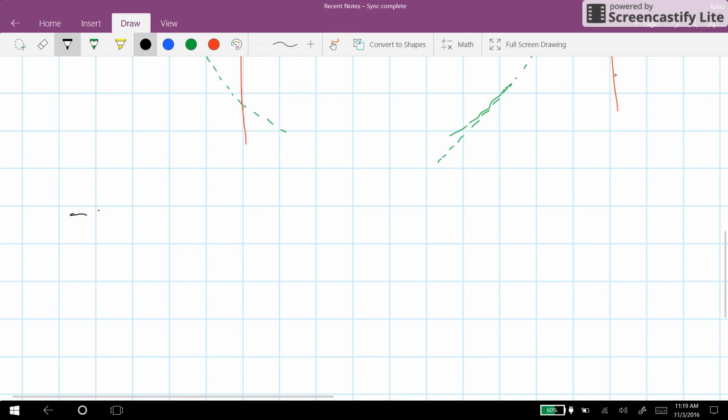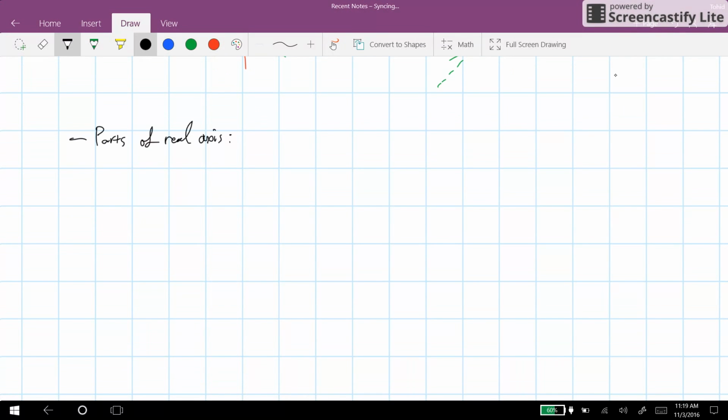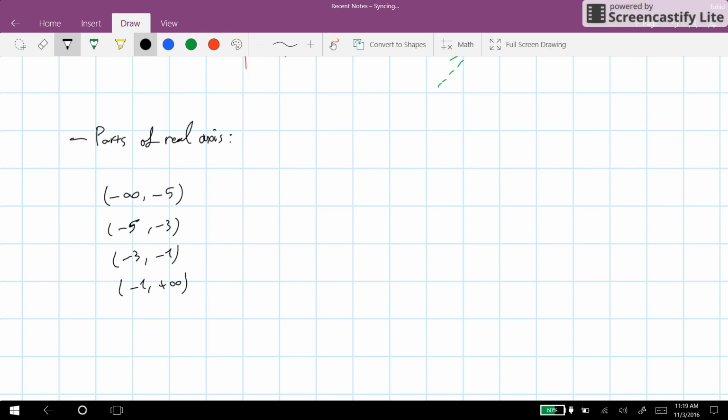As the next step, we can determine the segments of the real axis which belong to our root locus. We have different segments for this example: from -infinity to -5, from -5 to -3, from -3 to -1, and from -1 to +infinity. We need to determine the number of poles and zeros on the right-hand side of each segment. Here we have 0, 1, 2, and 3 poles on the right-hand side of the regions. As a result, we can see that these two belong to the negative locus, and these two segments belong to the positive locus.